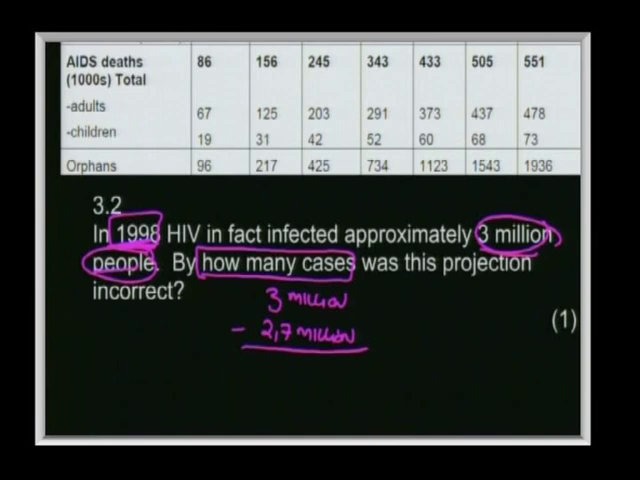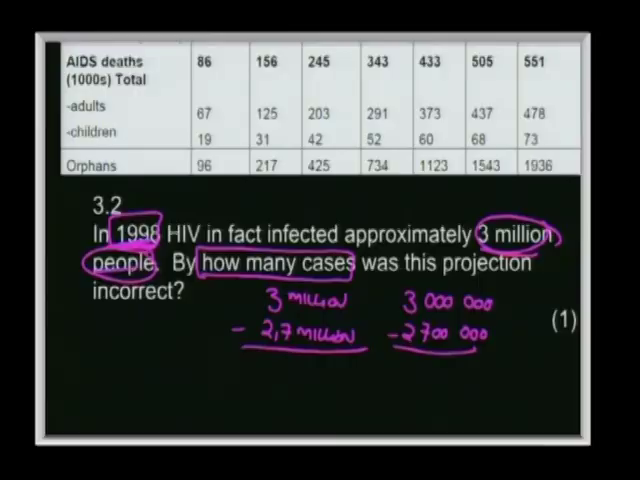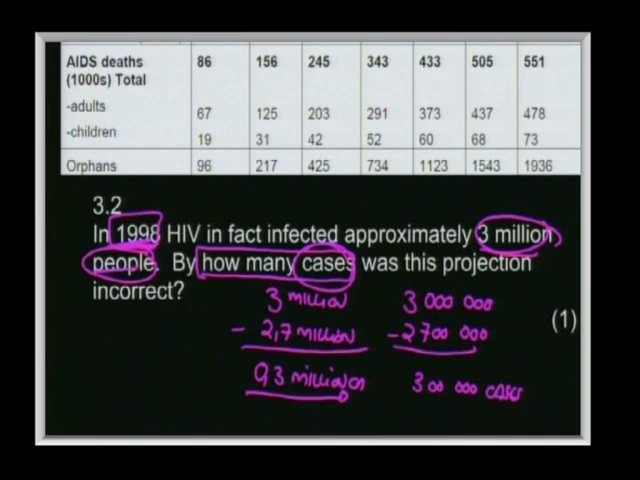So, in other words, you could express it like this, minus 2.7. Either of these two forms is acceptable, as long as you remember to give your unit at the end. If you've used this method, your answer will be 0.3 million. Or if you've used this method, you will have 300,000 cases. And whichever method you use, you will get 1 mark for that correct answer. Let's move on.